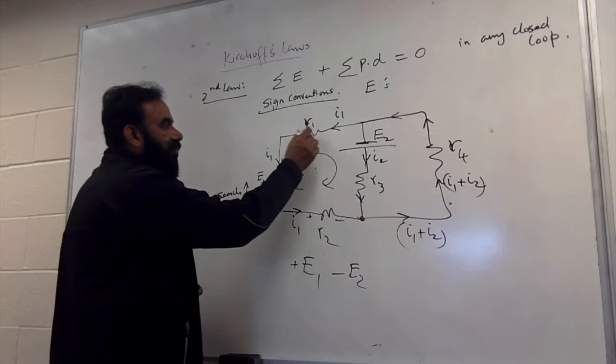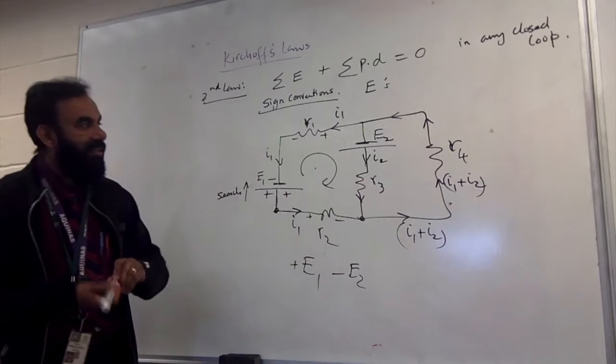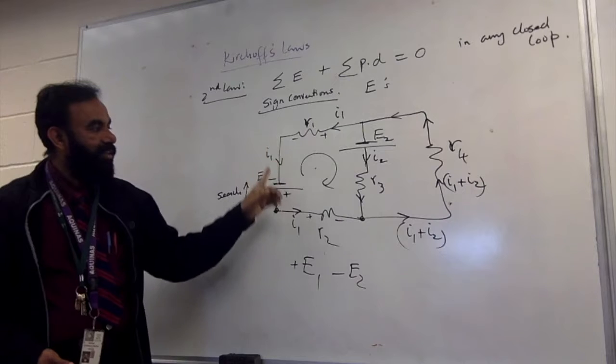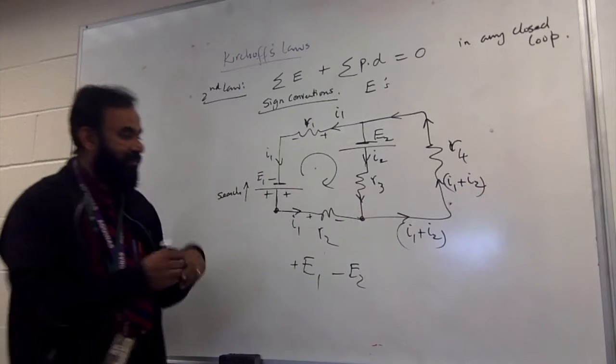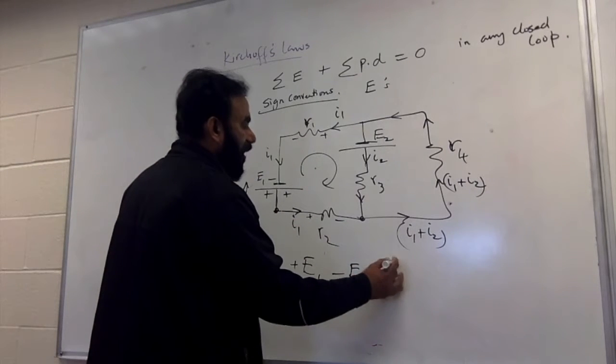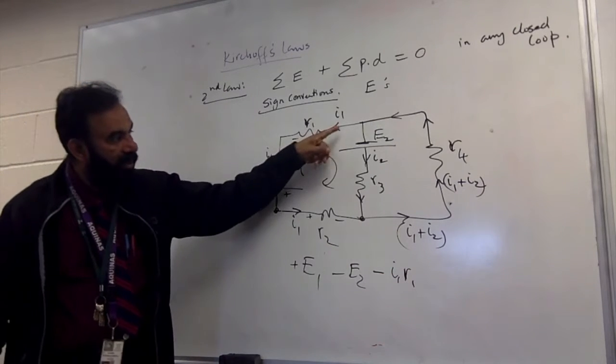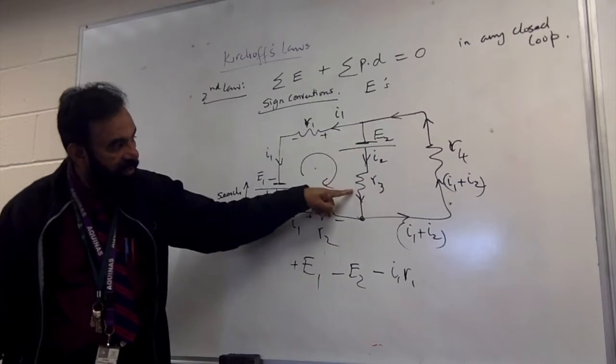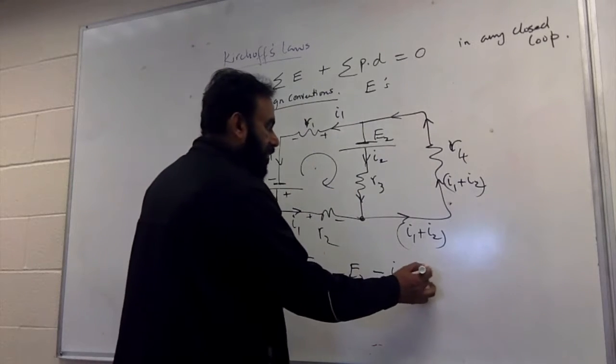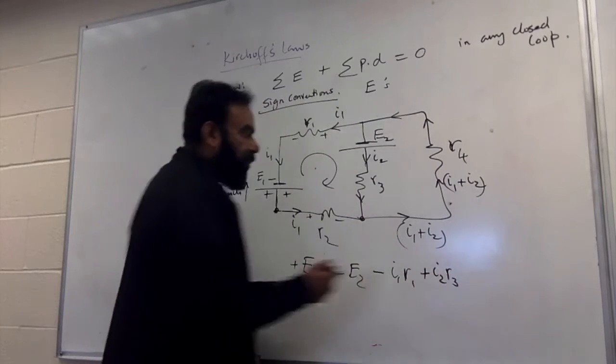So I'm going this way. You see that? The current is coming from the other direction. So what kind of potential difference is going to be here? Minus I1 R1. And then keep going along this loop. There's nothing here. What is here? Plus I2 R3.